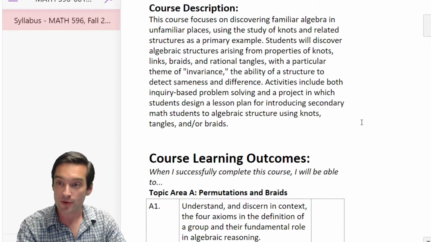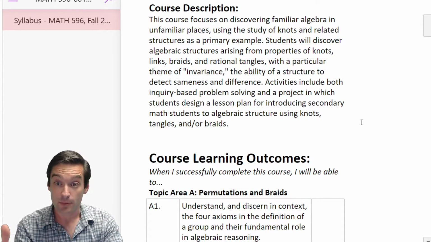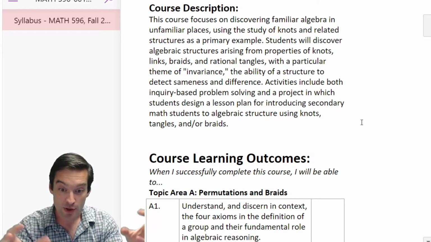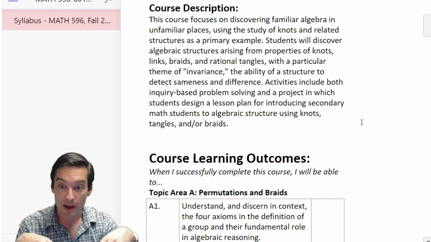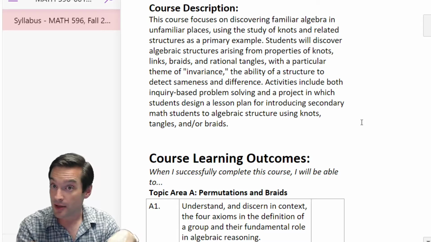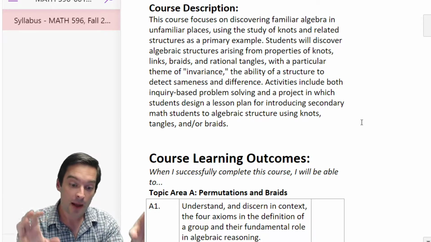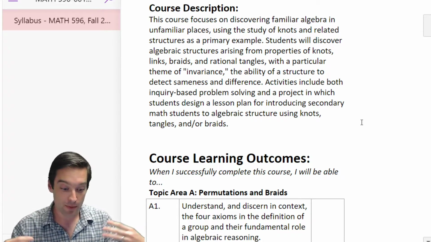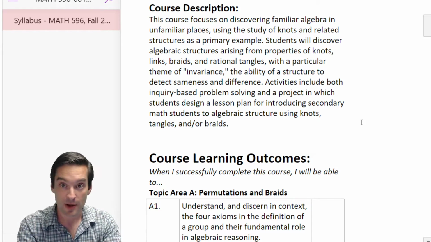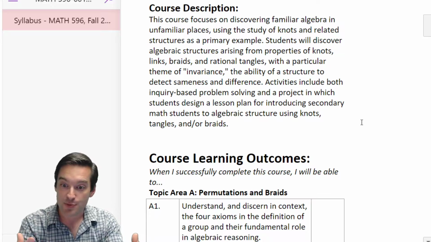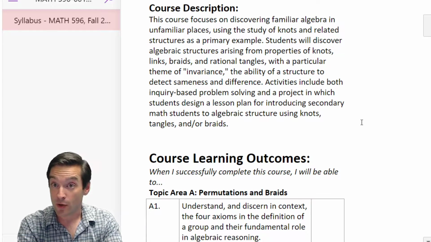Because this is a course that is part of our Master of Arts in Teaching program, I also want a major component of the course to be you thinking about and working on how to take the ideas that we're talking about here and bring them into your classroom. How can my 7th graders, how can my 10th graders benefit from thinking about algebra in the ways that we're thinking about algebra in our course?